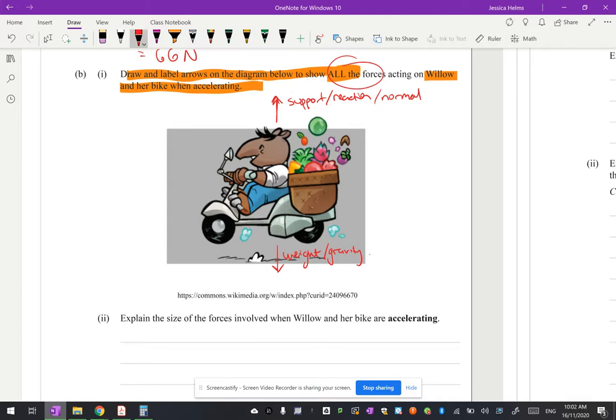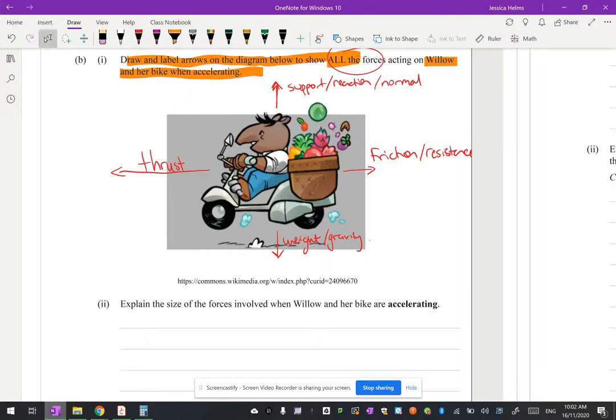So then we've got our side-to-side forces. We know that she is accelerating forward, so net force is not equal to 0. It's not balanced, so we're going to have one that's bigger. The forward force is going to be bigger than the back force. The forward force, the acceleration, is called thrust, and the back force is friction or resistance of some sort. And that's the forces there. So that's worth an achieve to get those correct, but it is sort of in conjunction with this next part of the question.